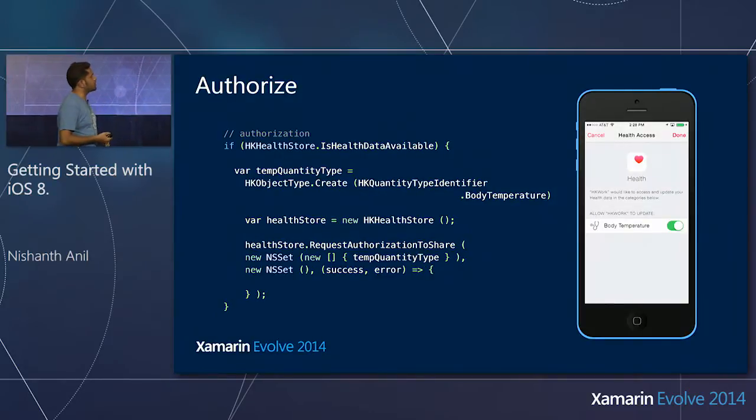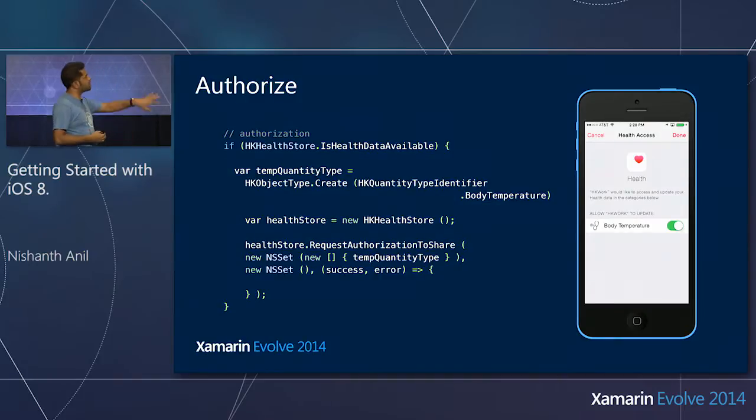So here's how you start with authorization. The first thing you can see is that I'm checking, is health data available? That's because some devices may not have it. So you check that. And then the next thing you're going to do is create a temperature quantity. The way you create it is using a factory method, HKObjectType.create, and you say what information exactly you want. In this case, it's body temperature. And then you create the HKHealthStore. And finally, you request the authorization to share.